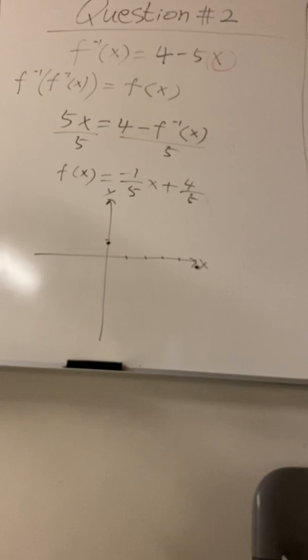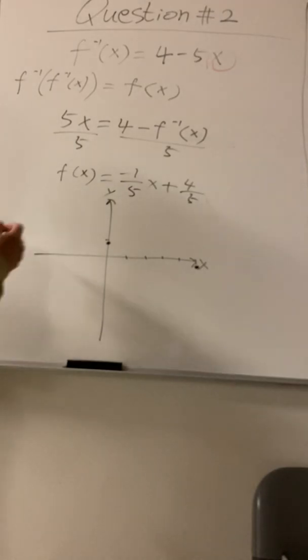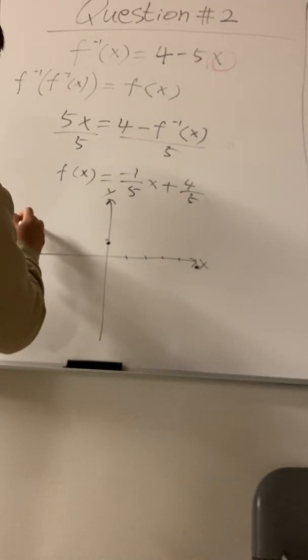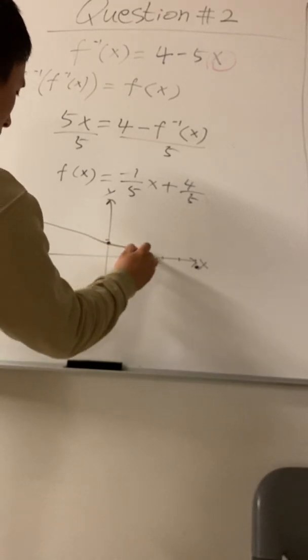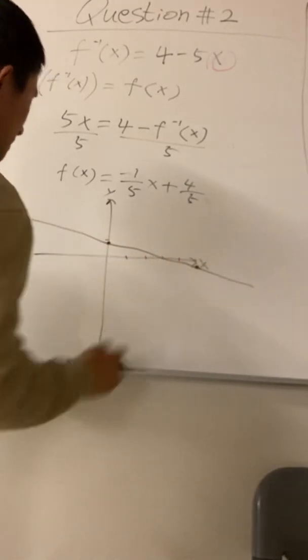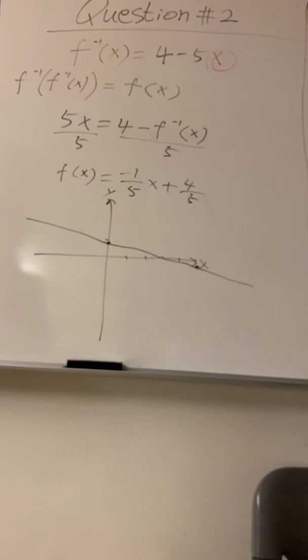Right there. And that's all we need to graph this linear function. All we need to graph a linear function is 2 points. 2 points create a line, and we have the graph.